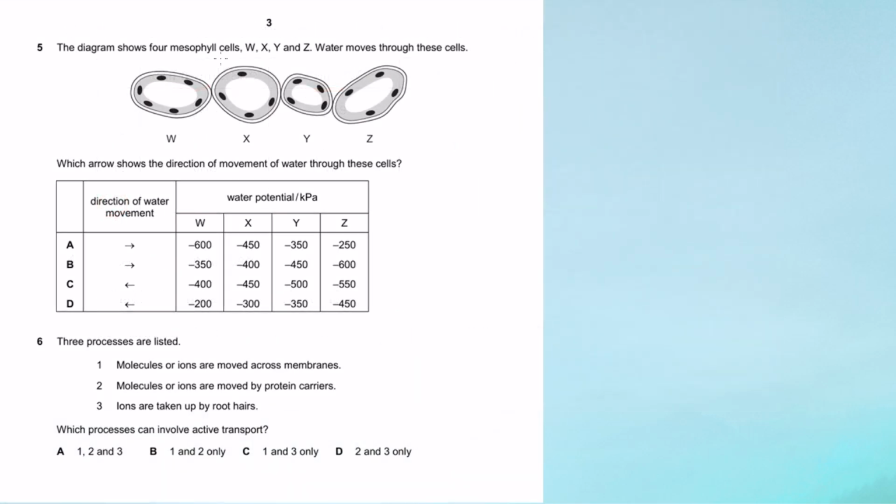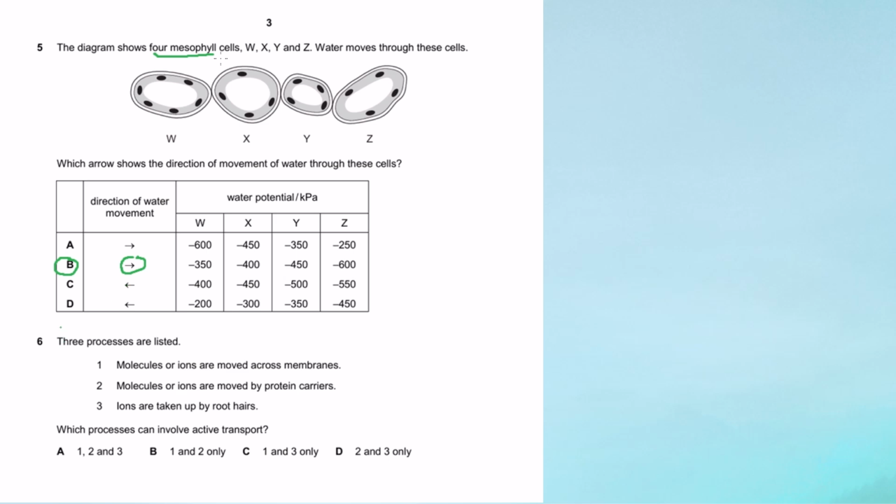So the next one looks at 4 mesophyll cells with water moving through them. We can see the direction, X, Y, and Z. Water will move from a lower to a higher water potential. So we see here we go from higher to lower, so it can't be A. We have to look at the direction of movement, and here we go from 300, 400, 600. So this will be a good choice, B, as we move from a lower to a higher water potential.